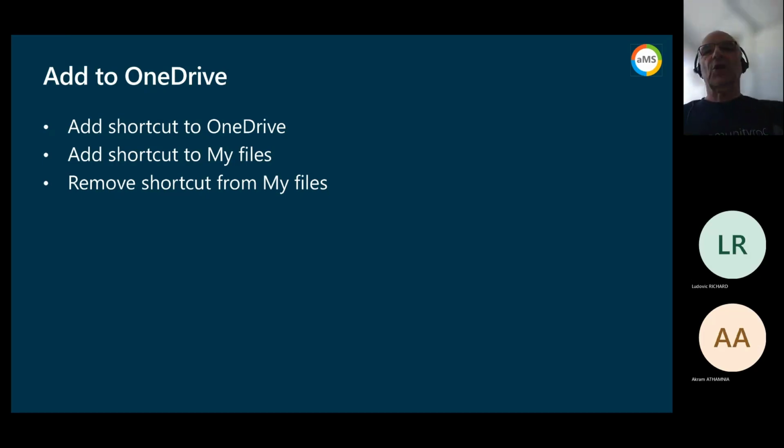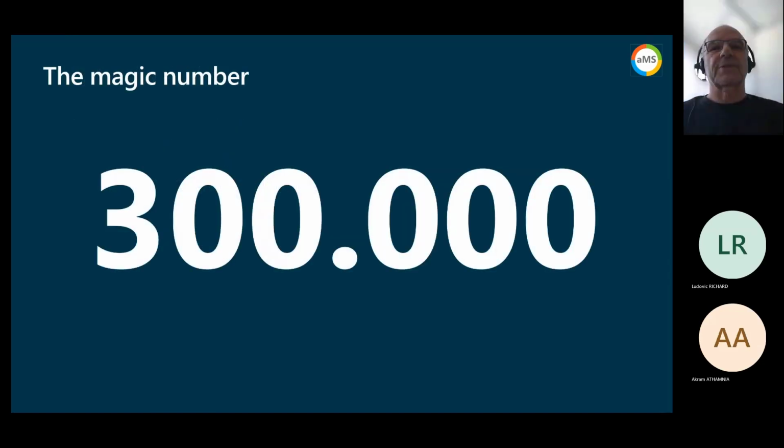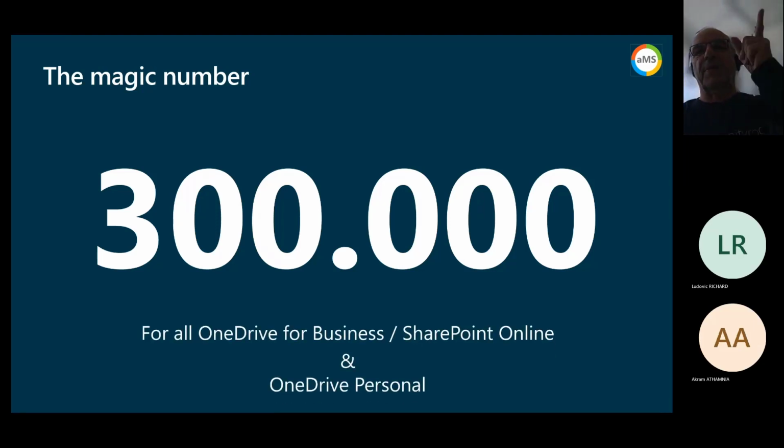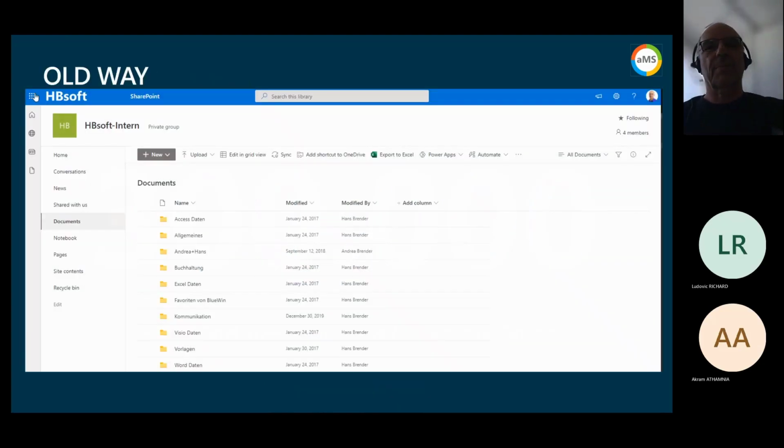I will show you. Add shortcut to my files implements the functionality, and the counterpart is remove shortcut from my files. So we have to look for that. 300,000 is a magic number for all OneDrive for Business plus SharePoint Online plus OneDrive Personal on your devices. Other people in the same company will have other synchronization. Therefore, we have to look at the machine. The machine cannot exceed these numbers.